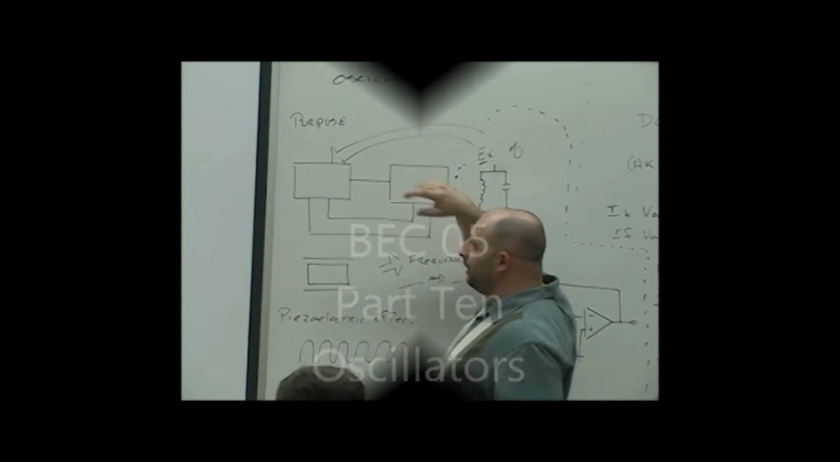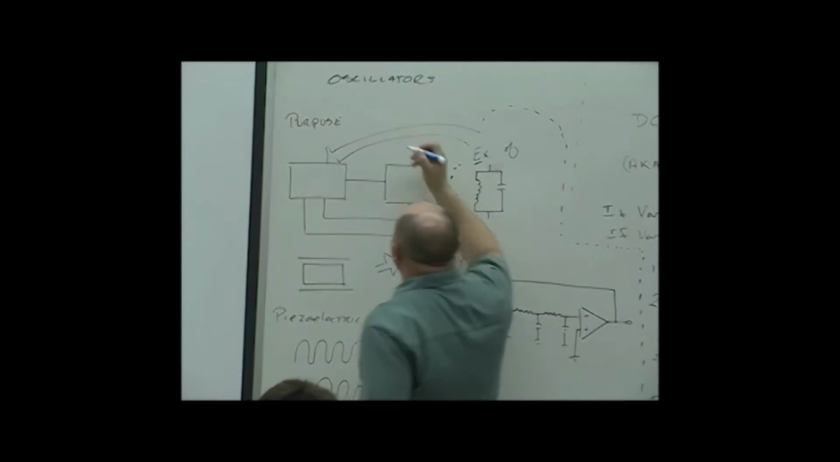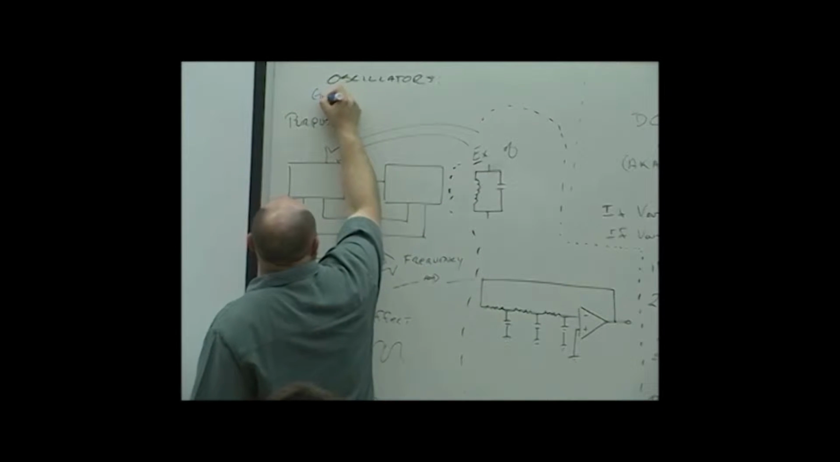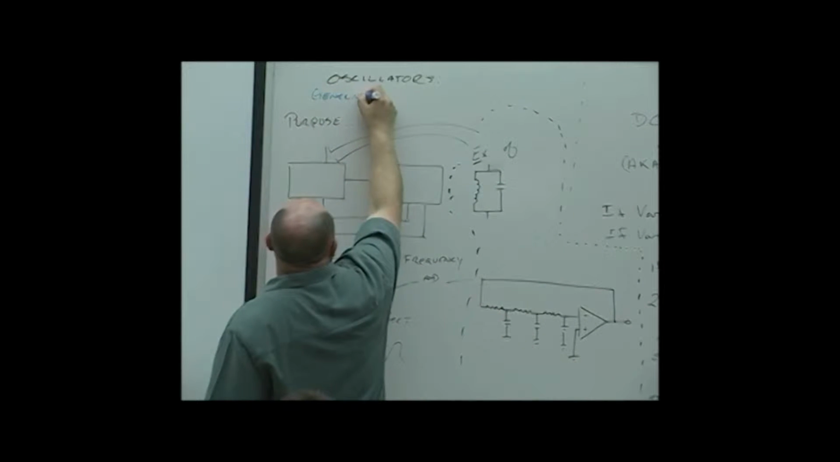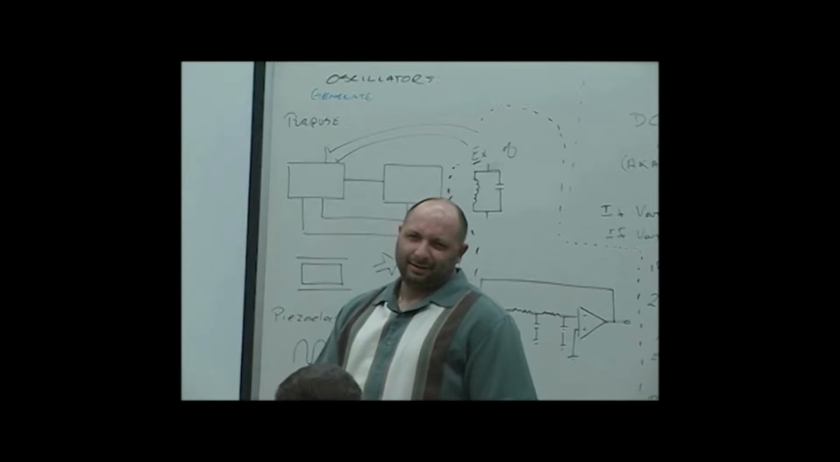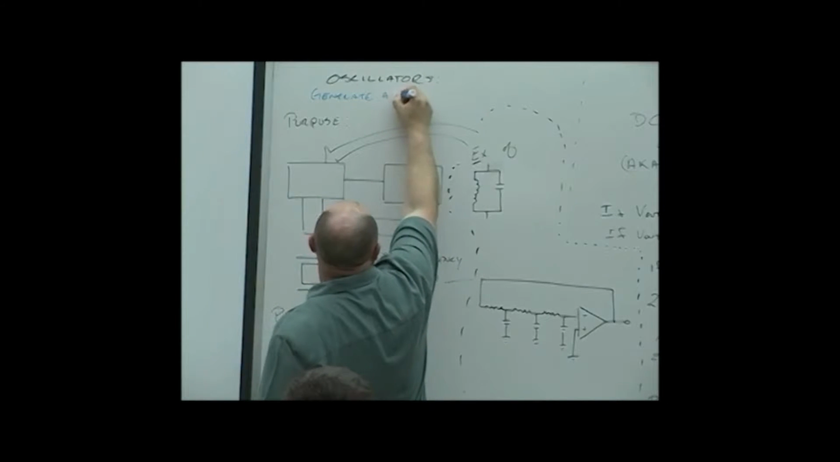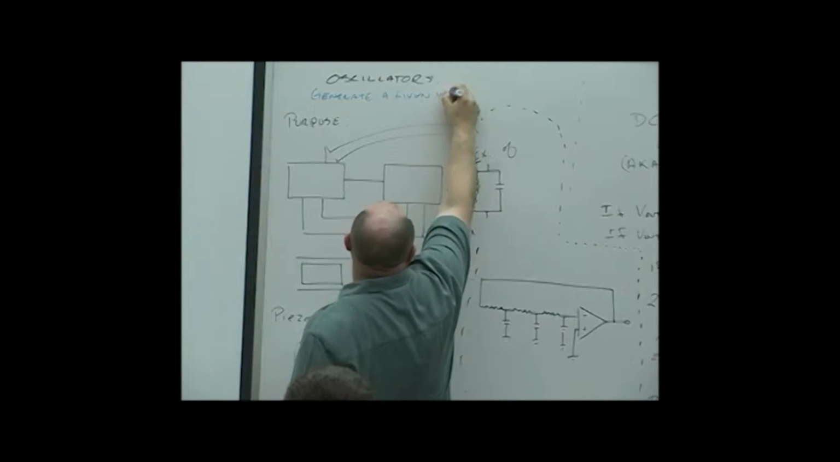First things first, oscillator. The basic definition of an oscillator is to generate a waveform at a nearly constant amplitude and frequency. What? Definition: generate a waveform at a nearly constant amplitude at a given frequency.